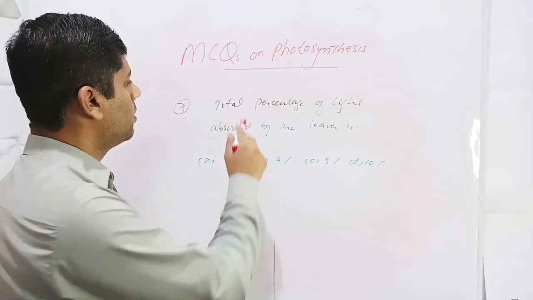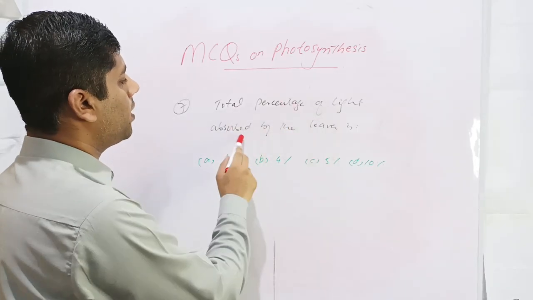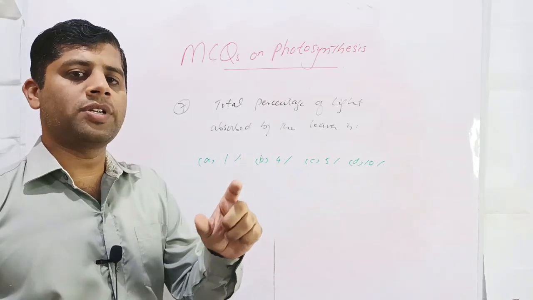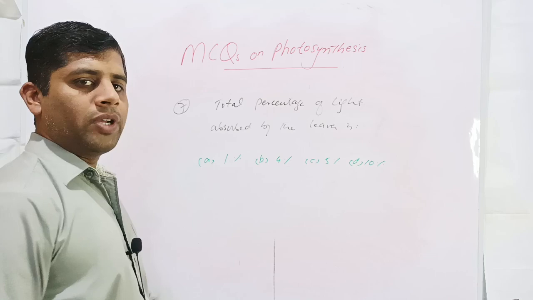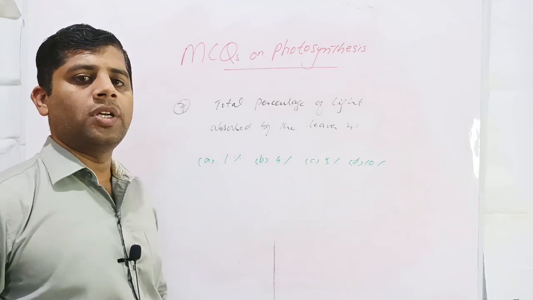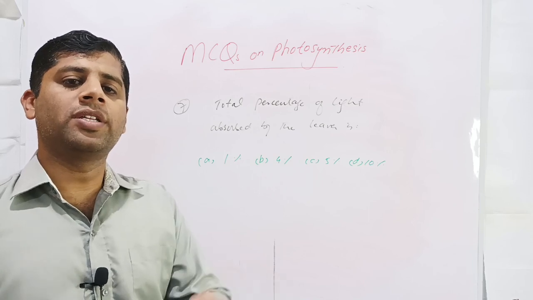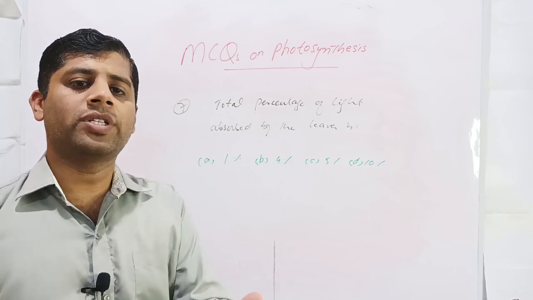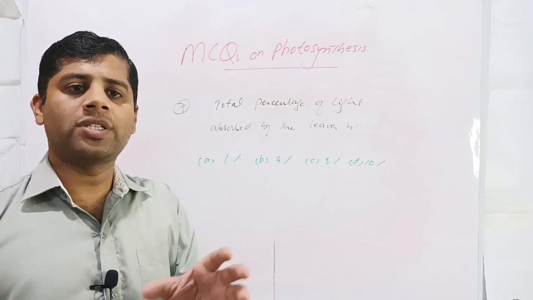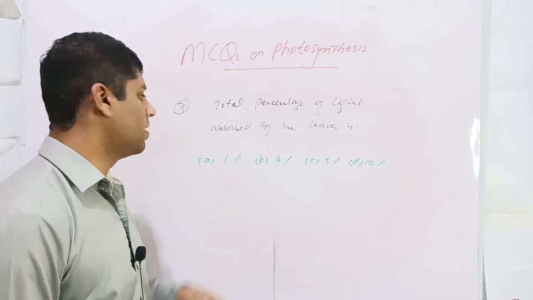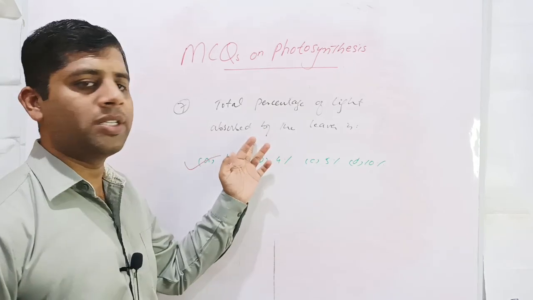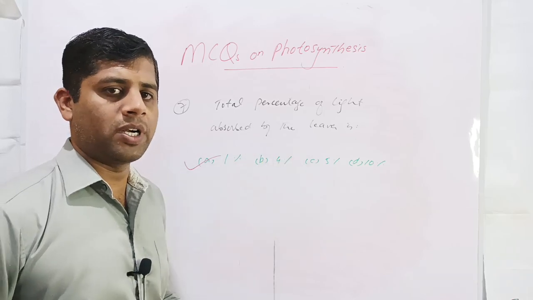Next question is: the total percentage of light absorbed by the leaves is. He is asking about the total sunlight penetrating the leaves. The given options are 1%, 4%, 5% and 10%. We know that the solar light which is entering the earth is a fraction, and out of this fraction only 1% of the light penetrates the leaves, or the total sunlight which penetrates the leaves or green plants is only 1%. So the correct option here is 1%. Only 1% of the sunlight reaches the earth and penetrates the green plants.